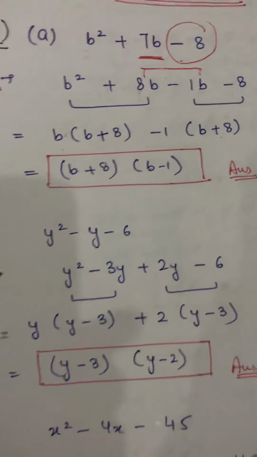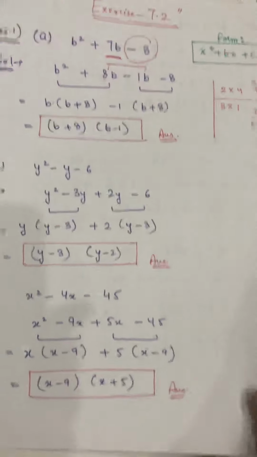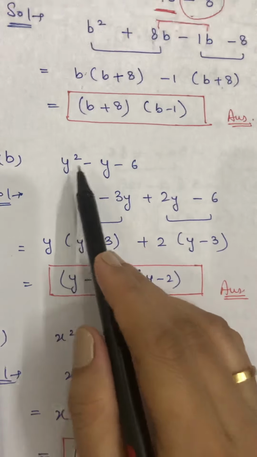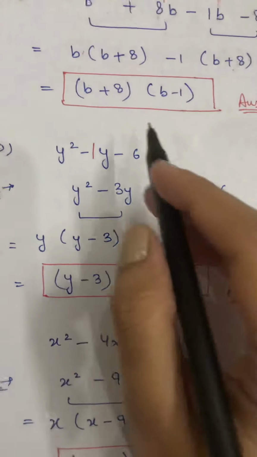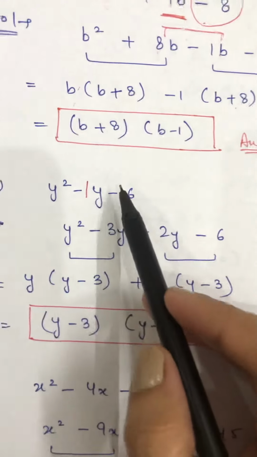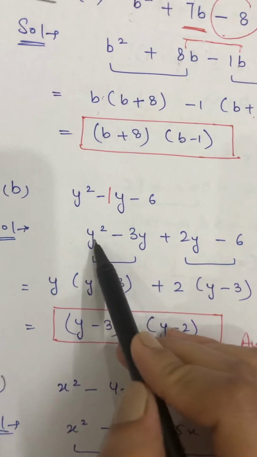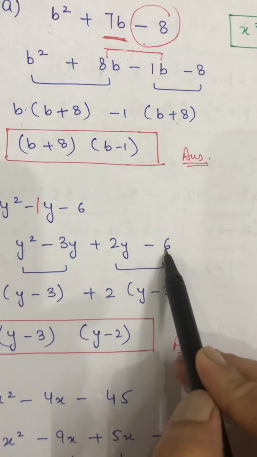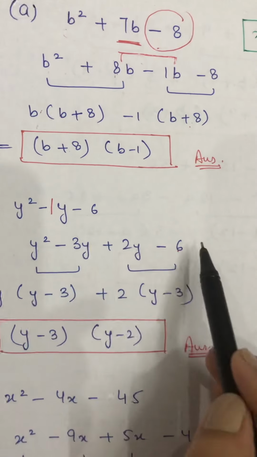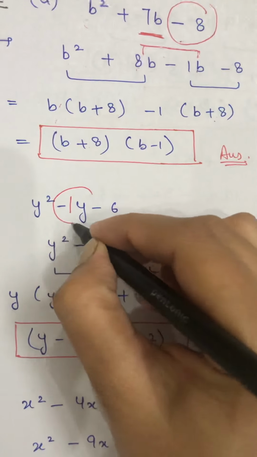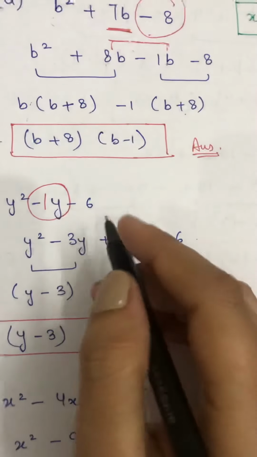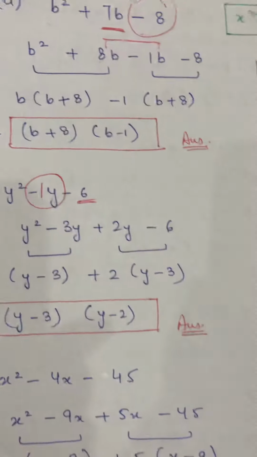Alright. Now this is your part B: y square minus 1y minus 6. So you have to write y square as it is and the last term minus 6 as it is. Always write down these two terms as they are. You have to split this one term, and you have to make factors of the last term.